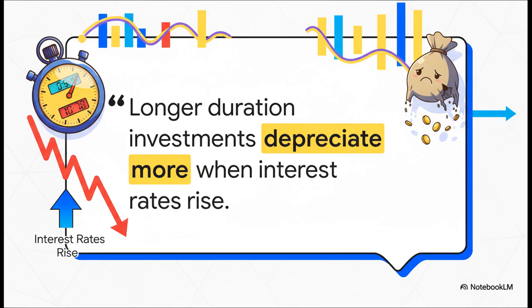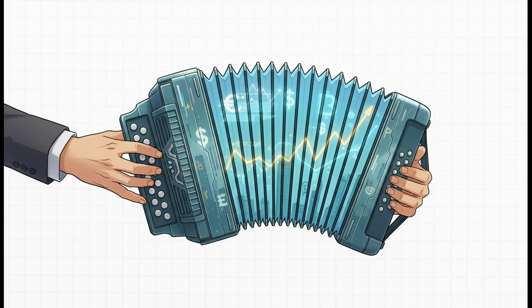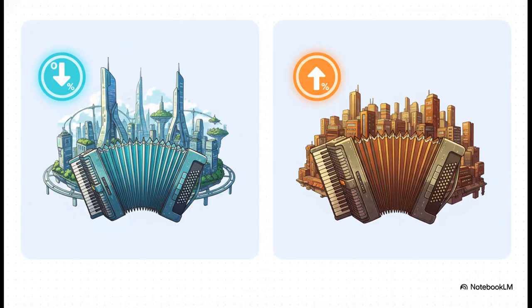It's a direct link. To really get a feel for this, picture the entire landscape of investment opportunities out there as one giant accordion. And this visualizes the dynamic perfectly. When interest rates are low, money is cheap, and that accordion expands wide open. Investors feel confident, and they're more willing to pour money into those big, long-term, higher duration projects. But when rates start to climb, the accordion gets squeezed shut. The focus snaps back to short-term, lower duration investments that feel safer.